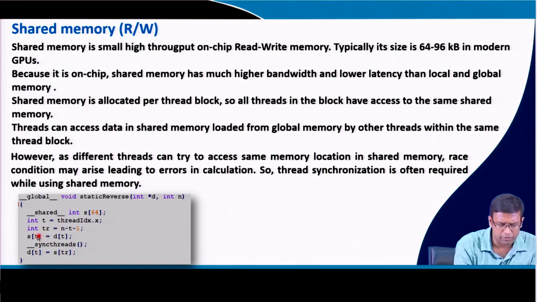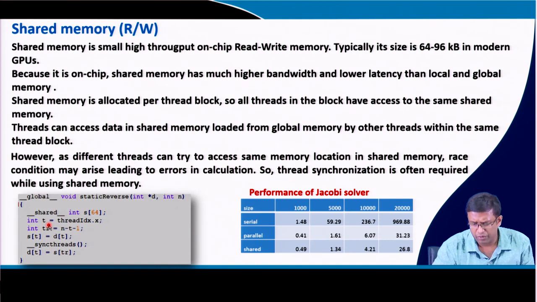See the example: you are reading something in shared memory and write s[t] equal to d[t], and then you change the memory locations, so d[t] will be s[tr], where t is the thread id. You put a syncthreads here so that all the threads finish up to this part and then the next step goes on. The shared memory has to be declared as shared in the kernel itself.